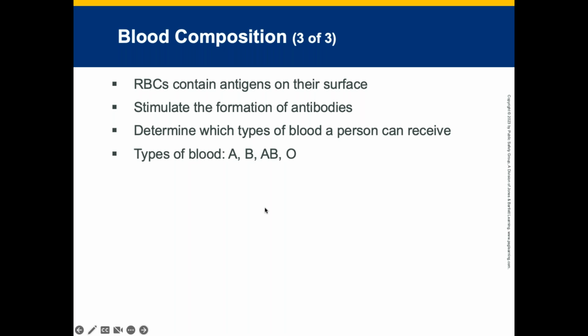Red blood cells also contain antigens on their surface, which stimulate the formation of antibodies. There are different blood types out there that determine which types of blood persons can receive. So you can either have A, B, or O. It can be positive or negative. Antigens are substances that, when taken into the body, stimulate the formation of specific protective proteins called antibodies. So we'll go a little more into how this stuff actually works.